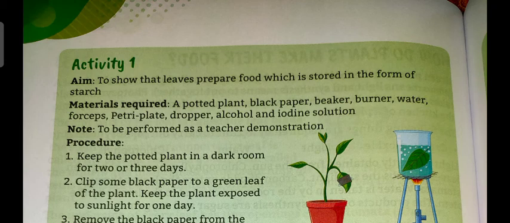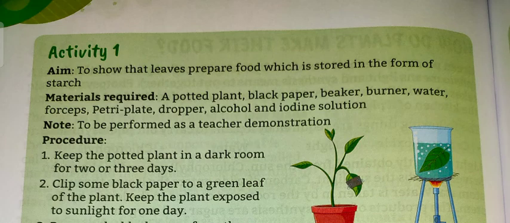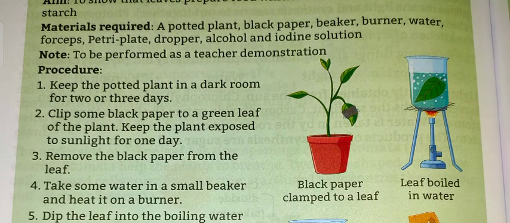Here an activity is given, and we do this activity to show that leaves prepare food which is stored in the form of starch. To do this activity the materials required are a potted plant, black paper, beaker, burner, water, forceps, petri plate, dropper, alcohol and iodine solution. Note: to be performed as a teacher demonstration. Okay, procedure. What is the procedure?